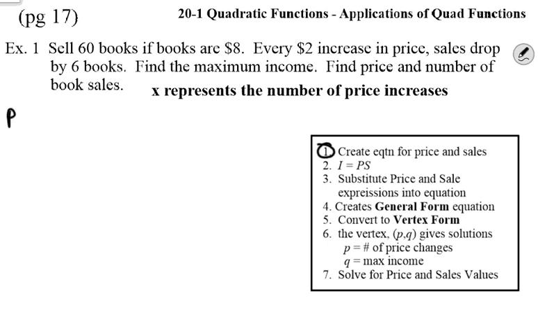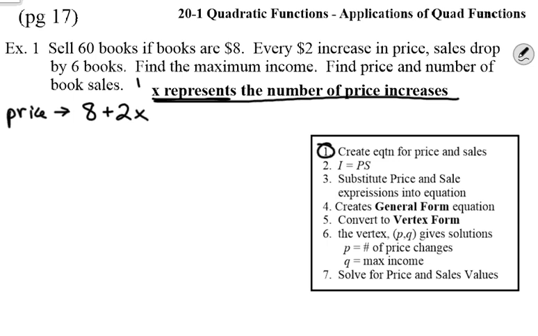So, price. What do we know about the price of books? Well, we know the price of books is going to be $8. However, they're going to increase by $2. How many times? That's what we're not sure. X always represents the number of price increases. If they increased once, well, it would be 8 plus 2 times 1, which would be $10. If they increased 7 times, 2 times 7 would be 8 plus 14, which would be 22 if that was 7 increases. So we're not sure how many increases we're going to have. That's why we use the X.